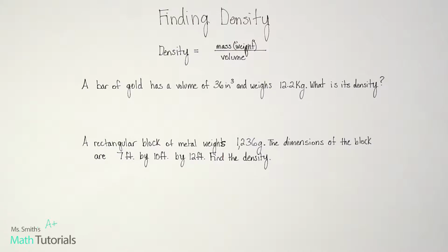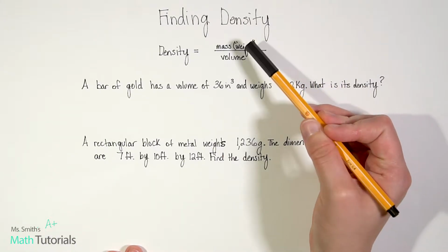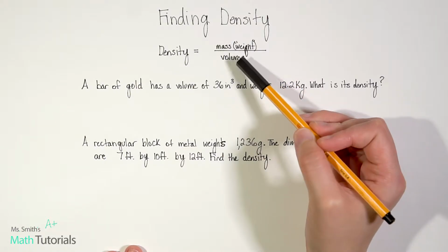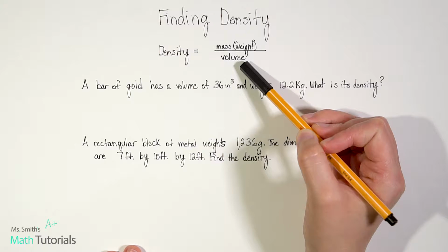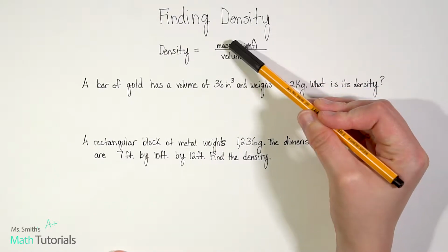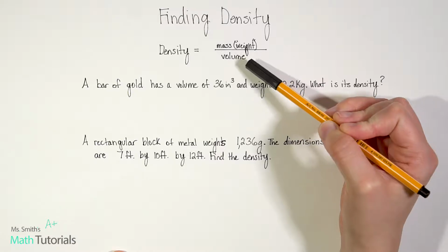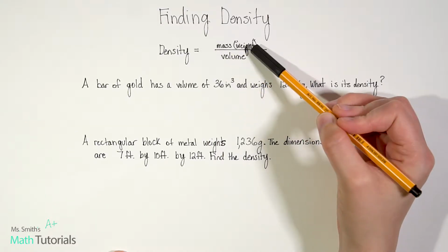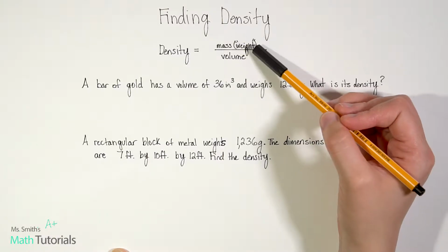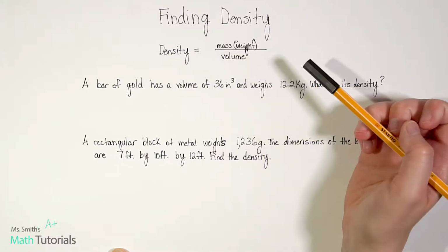Density is essentially a measurement, and it shows the relationship between how much an object weighs, its mass, and its size or volume. It makes sense that our formula for density equals mass divided by volume. And another word for weight is just mass. So sometimes it's easier, I think, to think of weight. So it's just the weight of the object divided by volume.